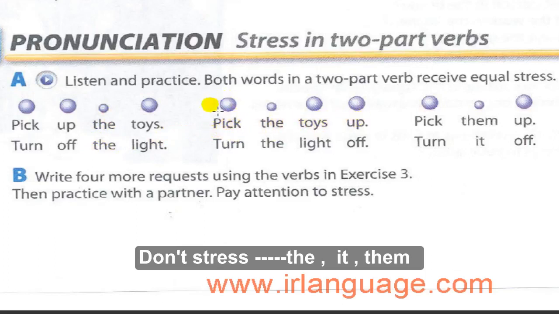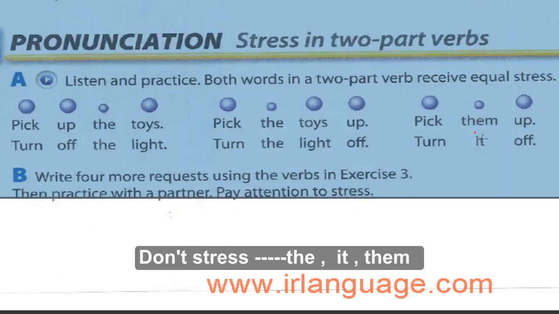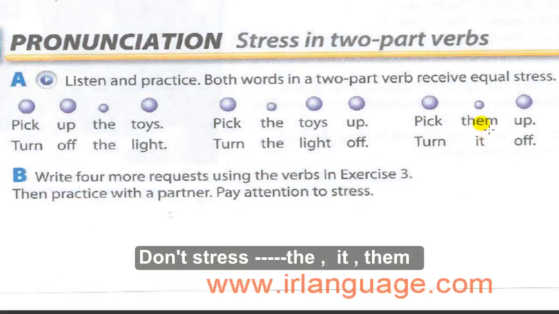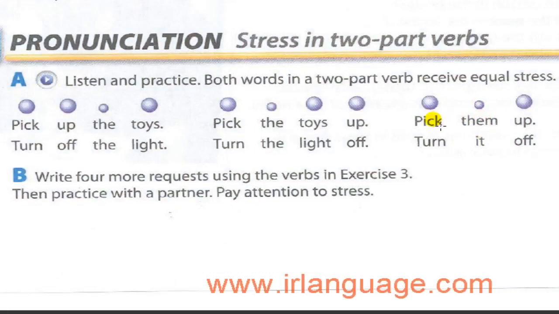Pick the toys up. So here, we stress pick, toys, up. Turn, light, off. But we don't stress the. Here, pick them up, turn it off. We stress the verb, pick, turn, and the preposition, up and off. We don't stress them or it. Why? Because it and them don't give me information. They are old information. But pick, the verb, is very important, it gives me the meaning. And up, the preposition, changes the meaning of the verb. This is why we stress what gives the meaning, such as the verb and the preposition or the noun. But we don't stress the pronouns, it, them.